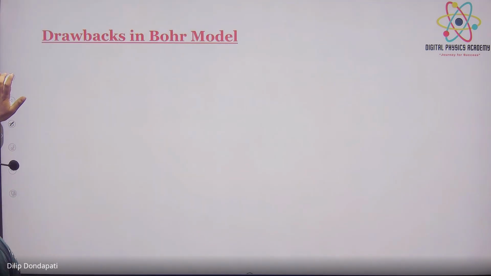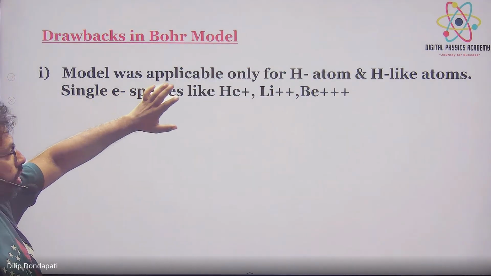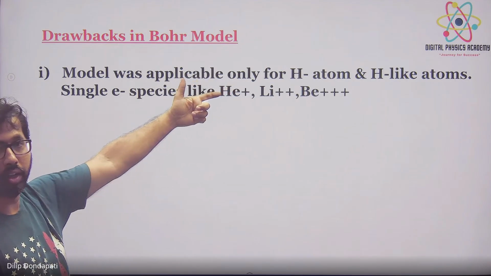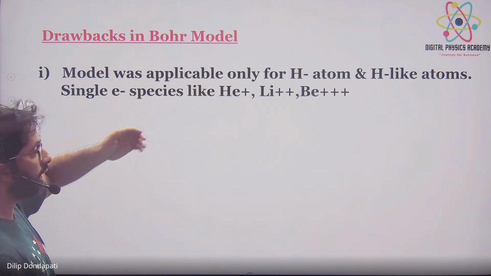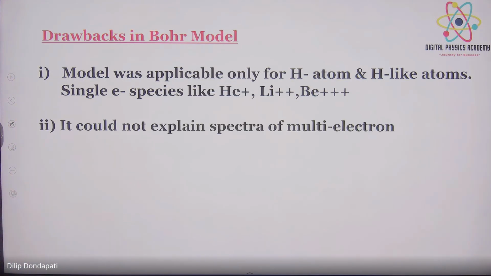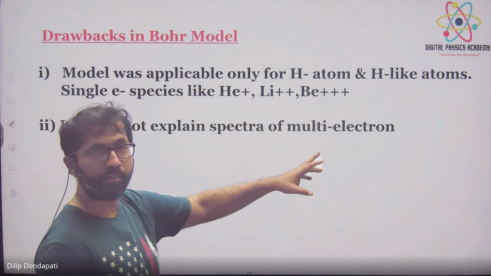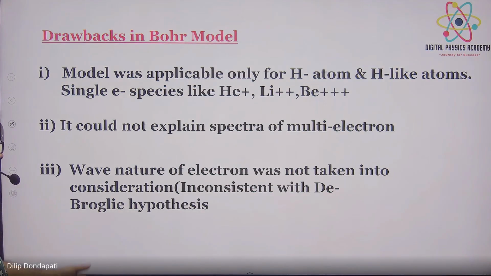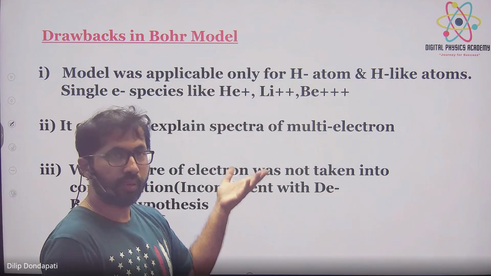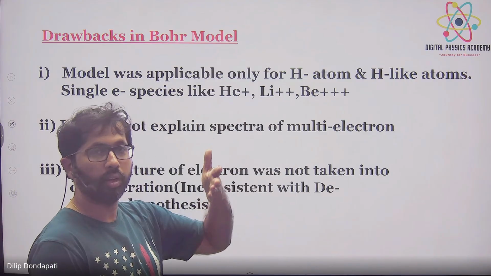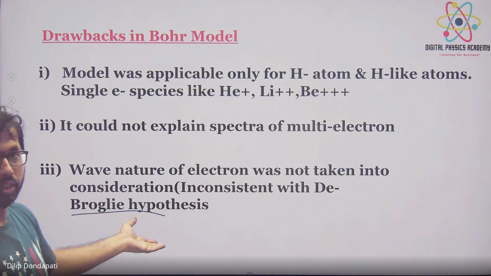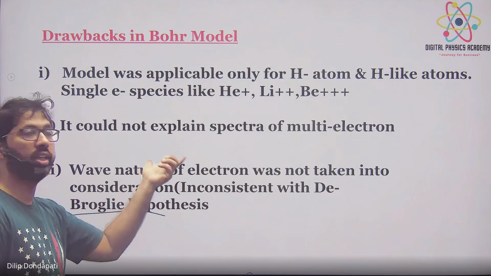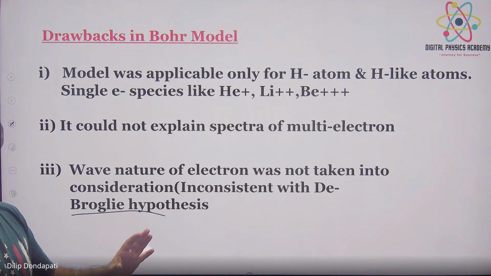You already know the drawbacks. The model is applicable only for single electron hydrogen atoms or hydrogen-like species only. For other multi-electron atoms it is not valid. Second, it could not explain the spectra of multi-electron atoms. And the wave nature of electron was not taken into consideration, which is inconsistent with de Broglie hypothesis. At that time nobody knew about wave nature. After Bohr introduced his model, de Broglie came, and only then wave nature. So Bohr did not consider the electron as a wave in this model; he considered the electron as a particle.